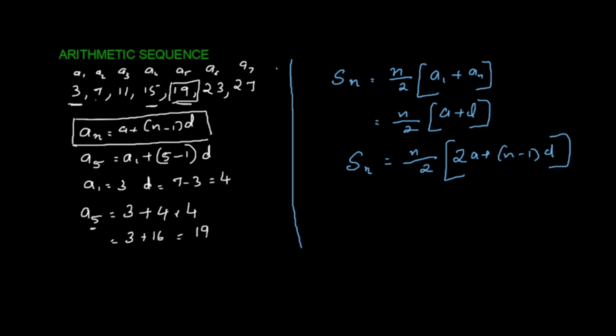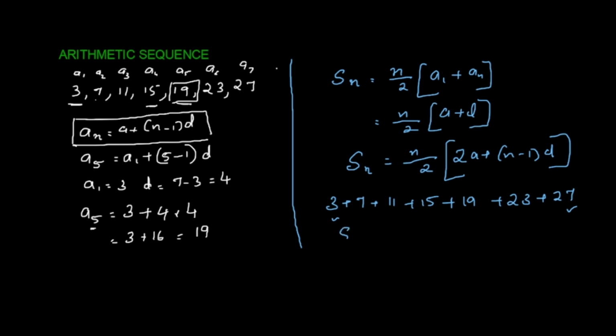Now we'll find out the sum of this arithmetic sequence, right? Sum of the sequence. Then we will write one more series, that is 3 plus 7 plus 11 plus 15 plus 19 plus 23 plus 27. How we can find out the sum of this series using this formula? You know the first term and the last term, right? First term is 3 and the last term is 27.